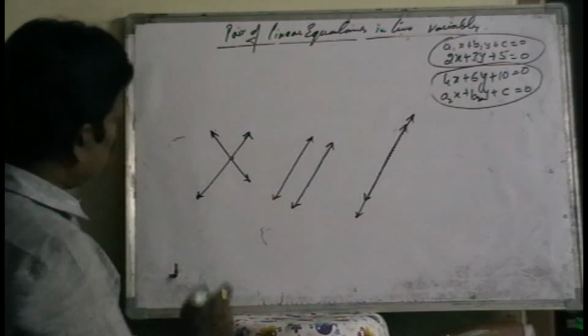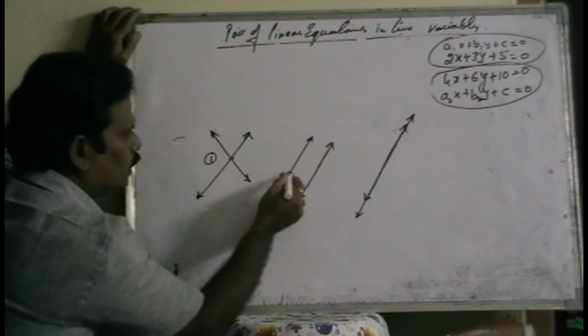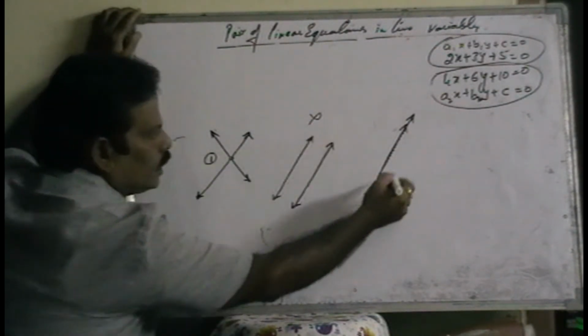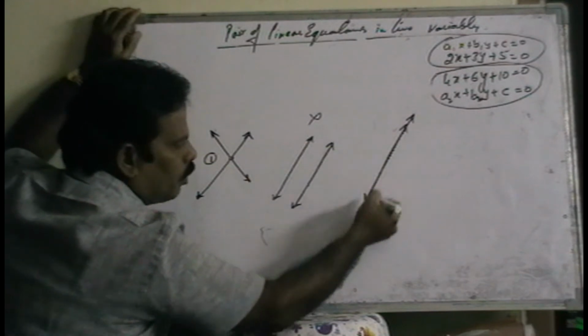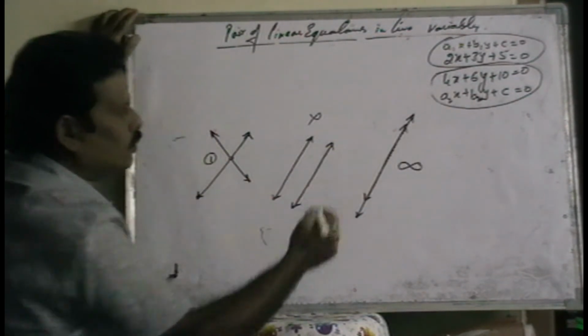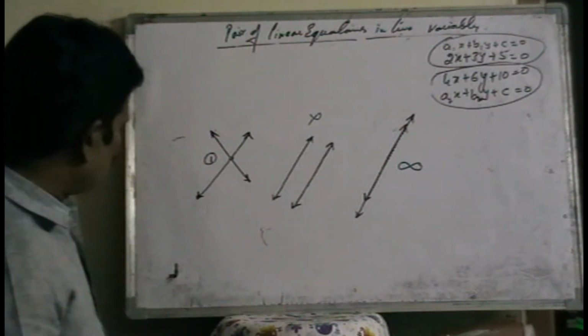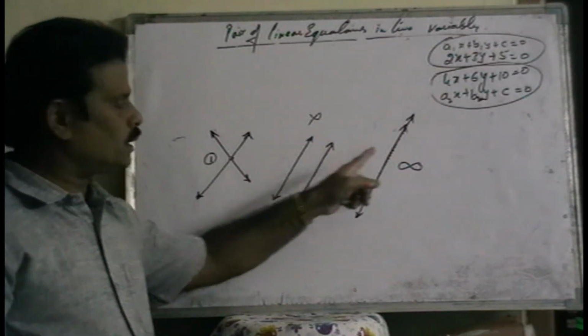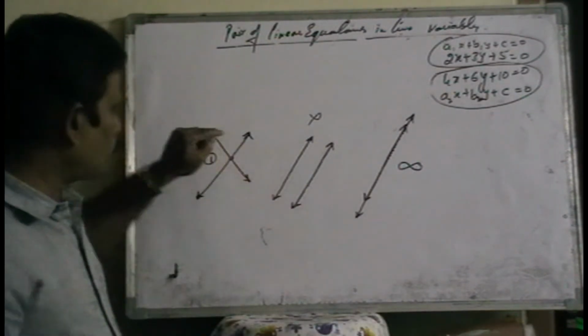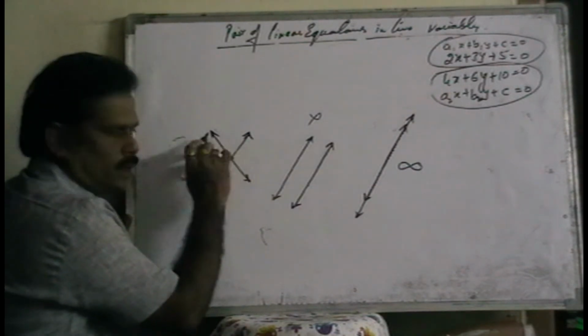Now if it is only one common point, how many common points are there? Only one common point. Here no common points. Here every point means how many points are there? Uncountable. That means infinity solutions, infinity common points. Here only one common point, no common points, infinity common points. Common point means what? That is a point which is on both the lines, right?